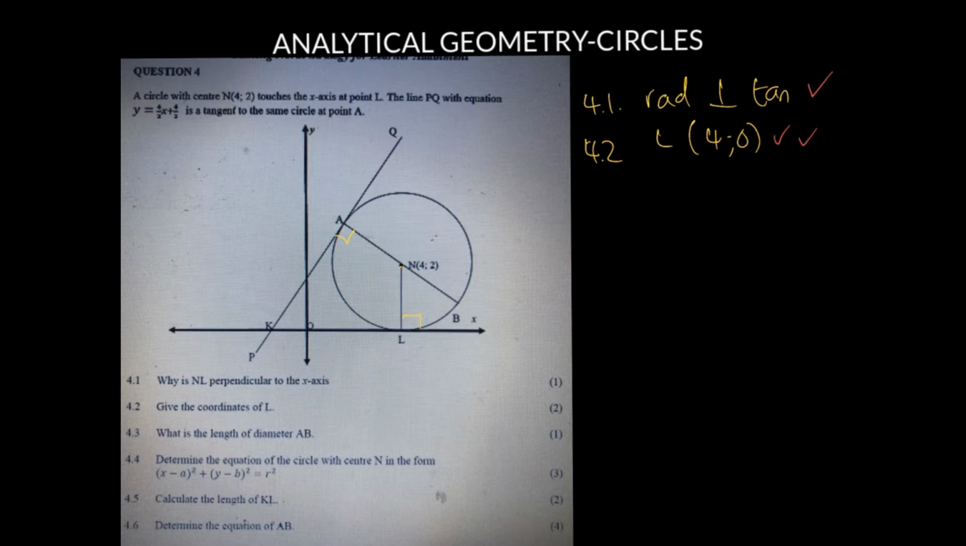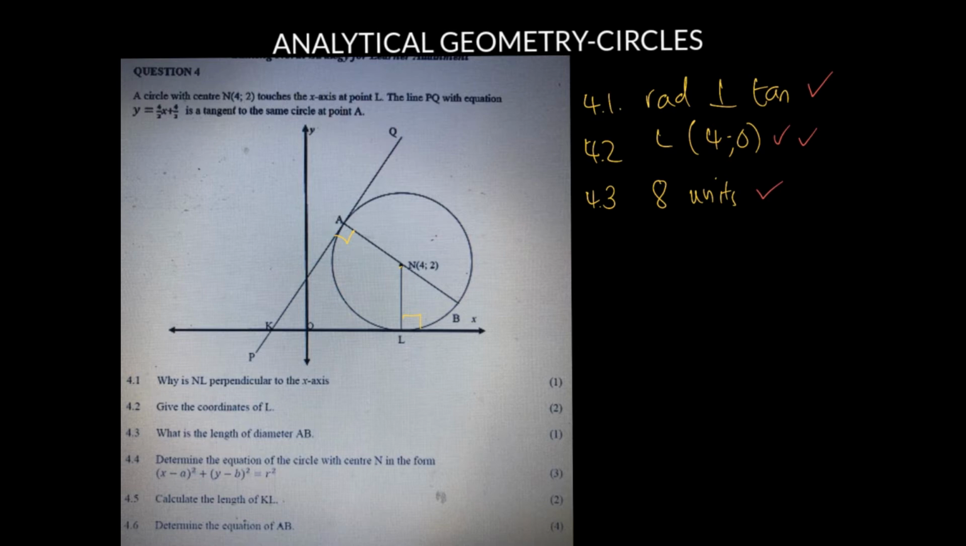Question 4.3, they ask you what is the length of the diameter. We know that line NL is 4 units long, and that's a radius. If the radius is 4 units long, the diameter is twice as long, so the diameter has to be 8 units in length. Again, that would just be worth 1 mark.